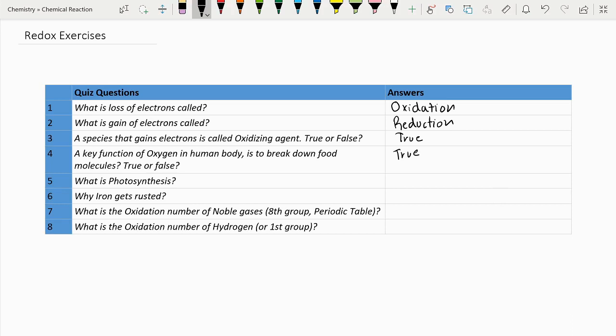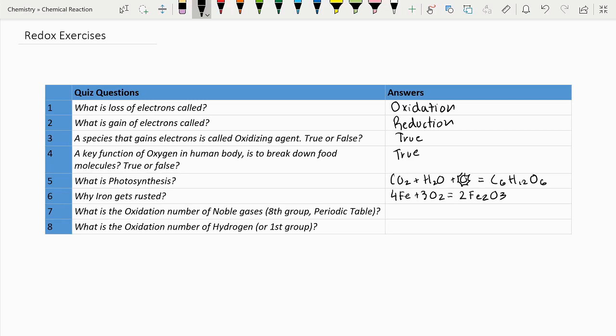True. Question 5. What is photosynthesis? Photosynthesis is a process converting carbon dioxide, water, and sun energy into carbohydrates. Question 6. Why does iron rust? Rust forms when iron is exposed to moist air. The oxygen and water in the air react with the metal to form the oxide. So iron and oxygen form to make rust.